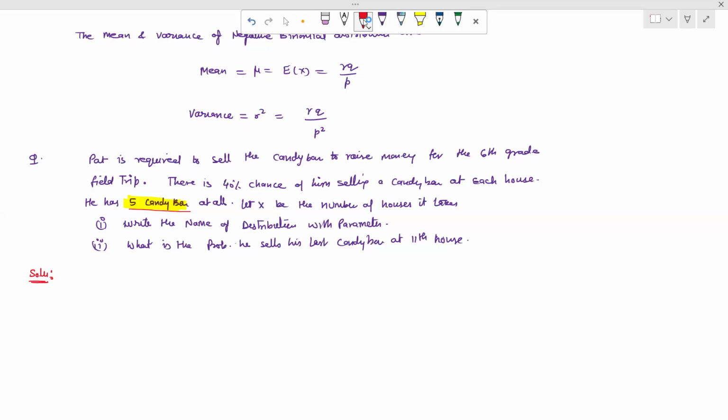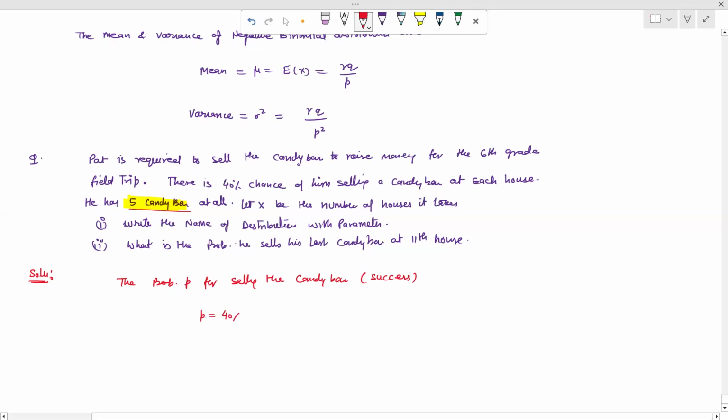So first we take the probability P. So the probability P for selling the candy bar, this we can consider as the success. That means he will sell all the candy bar. So there is 40% chance. So probability P is equal to 40%. So this 40% can be written as 40 upon 100. So 40 upon 100 is equal to 4 upon 10 is equal to 0.4. So this is 0.4.